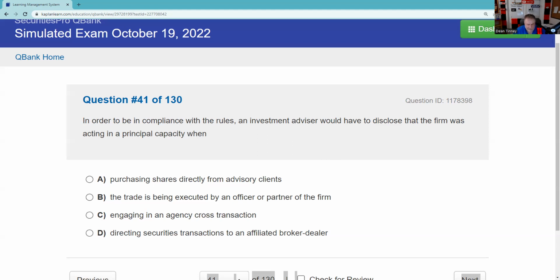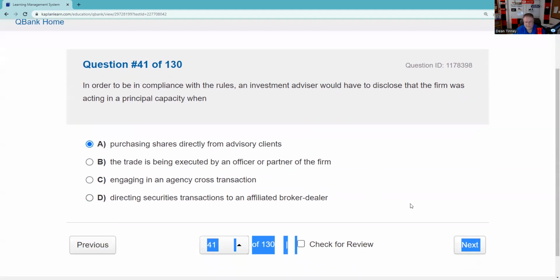Engaging in an agency cross. An agency cross is where I'm crossing two customers. I'm dual agency. I'm representing the buyer and the seller, but I'm not charging a markup or markdown. Directing securities transaction, that happens all the time. So it's A. Capacity is very testable.